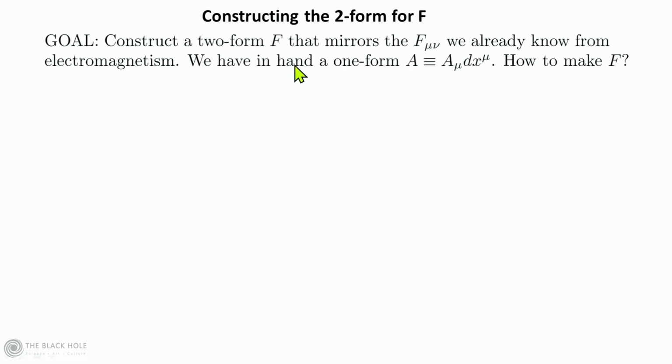already have one thing, which is the gauge potential. From the gauge potential, we make the 1 form, and now the question is, how do you make a 2 form? F has to be a 2 form. Okay?